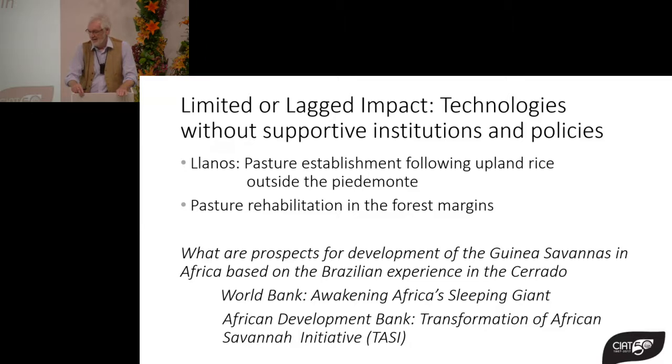And interestingly, it now continues into discussions in Africa, and particularly with Borlaug's promotion of the success of the Cerrado, that this can be transferred to thinking about the Guinea savannas, the relatively underpopulated Guinea savannas of Africa, as another breadbasket for the world. So we were talking about Latin America as a breadbasket for world security yesterday. What is the potential in the Guinea savannas of Africa?